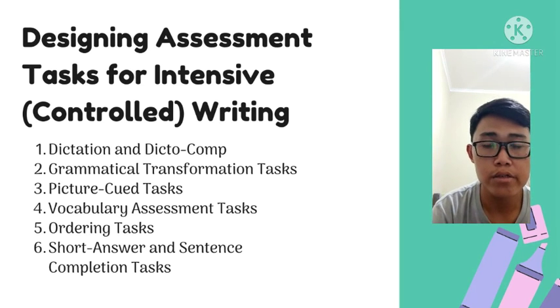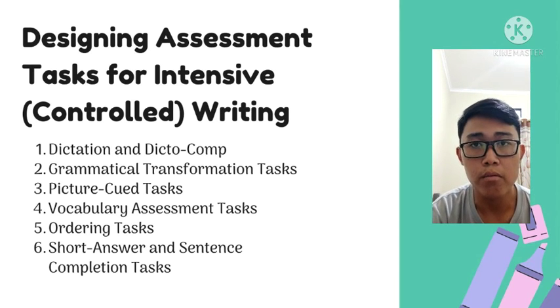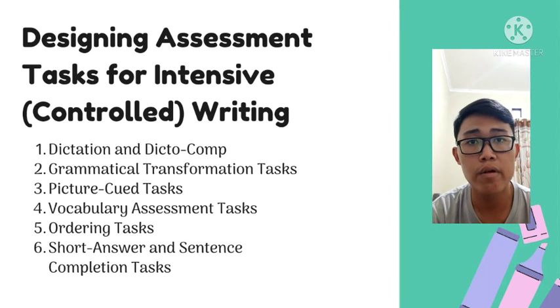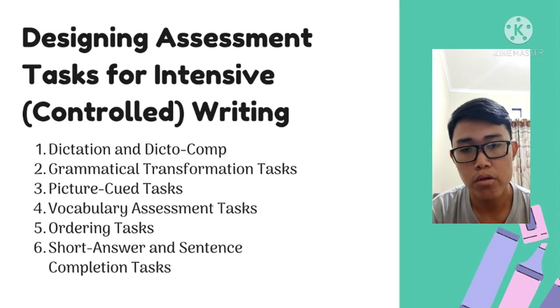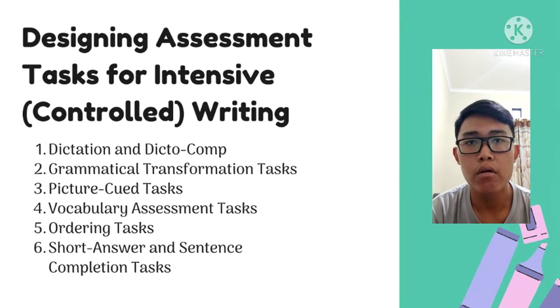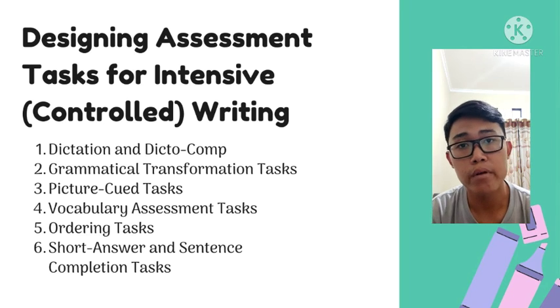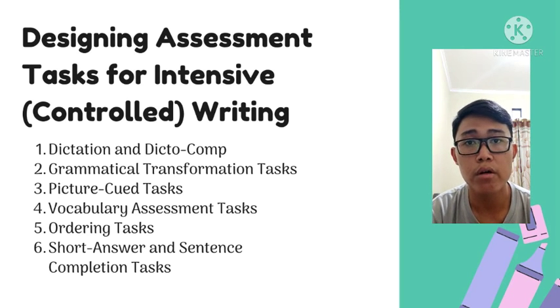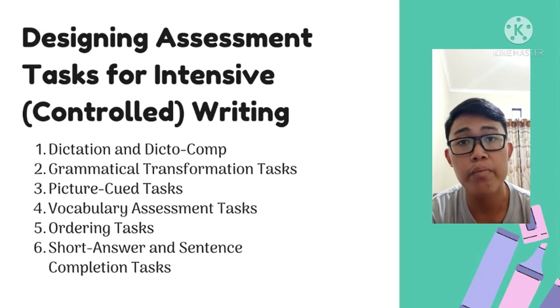The next one is the ordering task. One task at the sentence level may appeal to those who are fond of word games and puzzles: ordering or reordering a scrambled set of words into a correct sentence. Here is the way that the item format appears.